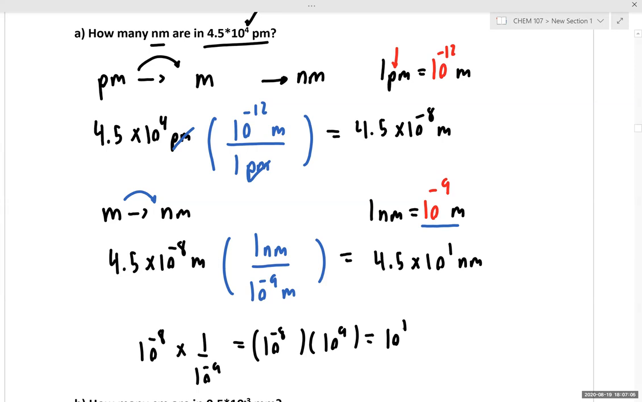Does this make sense to everyone? Does this logic of unit conversions make sense? You draw your arrow, you put the unit that you're going to on top, the unit that you're going from on the bottom. And remember, the power of 10 always goes with the base unit. That's why this method is nice, because it's very consistent.